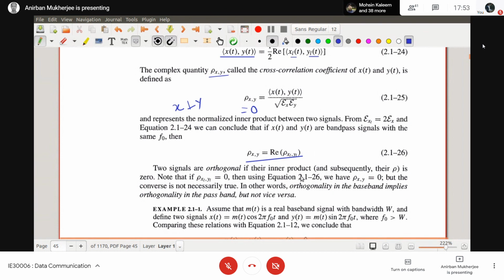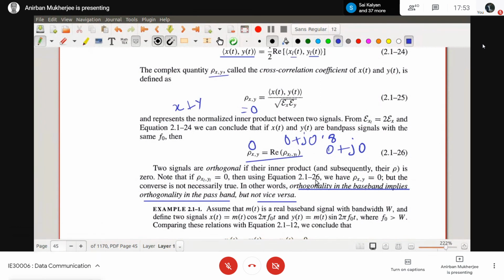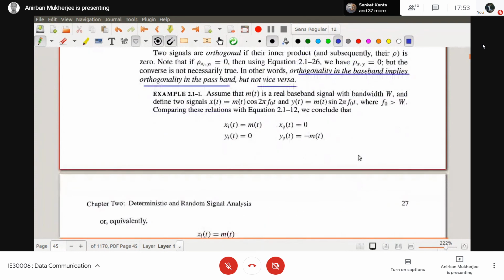Also please remember orthogonality in the baseband. If rho x_l y_l is zero, and rho x_l y_l is generally a complex number, but if it is a complex zero, that means zero plus j zero, then the real of it is zero. So orthogonality in the baseband implies orthogonality in the passband, but not vice versa. If rho xy may be 0, that does not mean rho x_l y_l is 0, because that may be 0 plus j 0.8. We'll explain what orthogonality in baseband means, and I'll take an example, then it will be clear too.